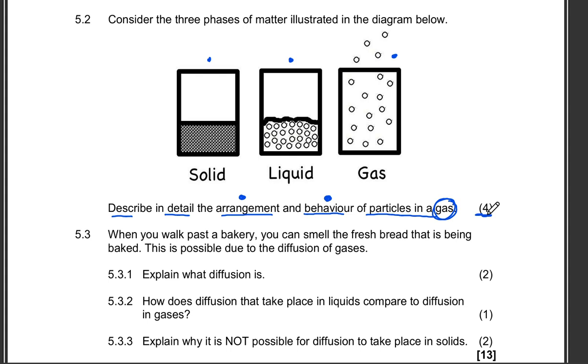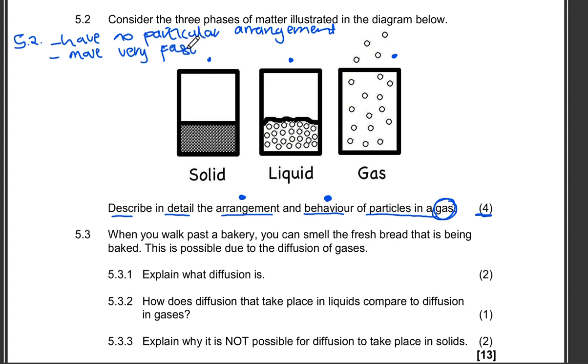All right, let's see. This is where I'm going to answer 5.2. So we can firstly talk about their arrangement. They actually have no particular arrangement, right? The particles in a gas have no particular arrangement. In terms of movement, they move very fast. We know this. They move very fast.